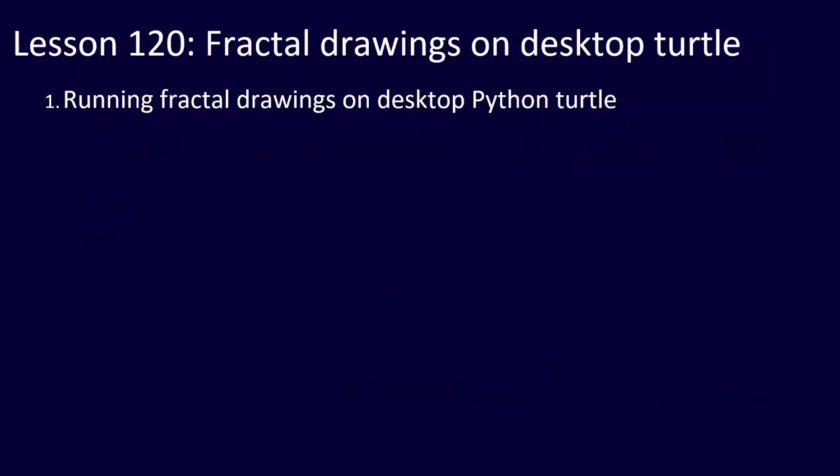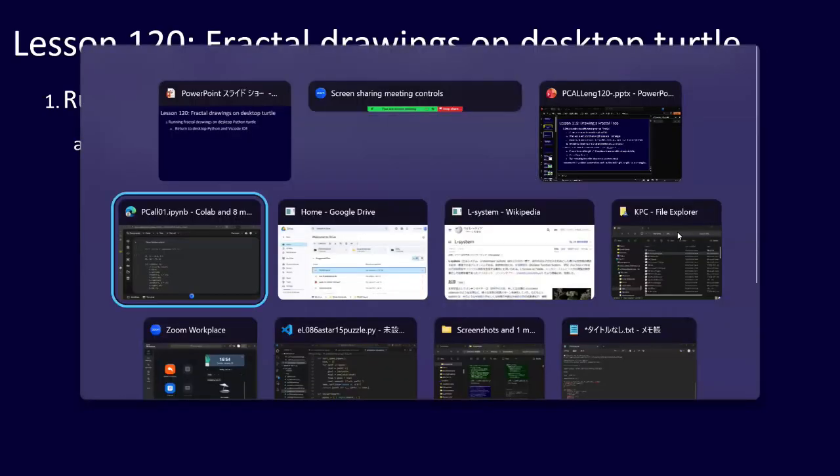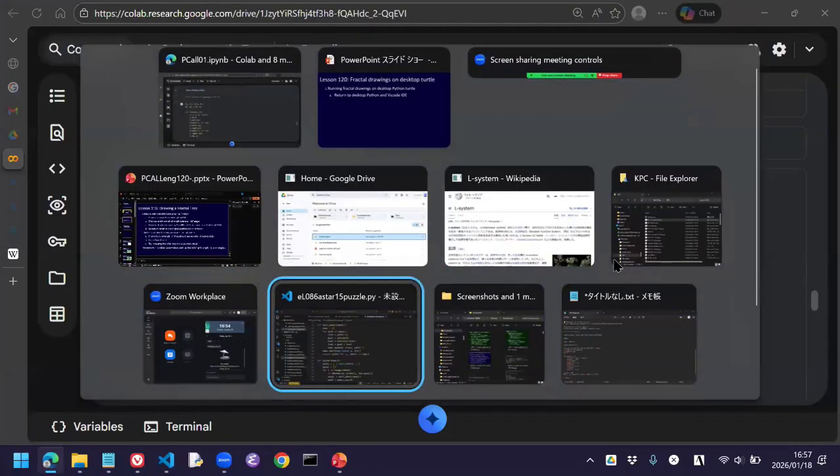So after a long time, we're going back to desktop Python plus VS Code, Visual Studio Code. Prepare if you're not ready. Let's try to do a similar thing in this environment. First, we need to make sure that we have desktop Python and VS Code. This is on Colab, so what we have is like this.